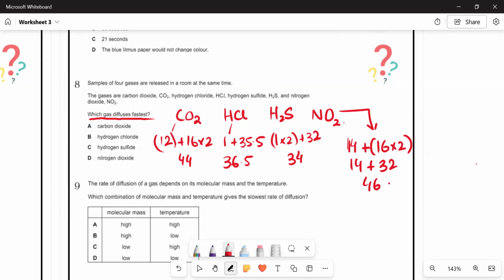The one which is the smallest, the one which has the least atomic mass, least molecular mass. So the least molecular mass is of H2S. So the answer is hydrogen sulfide.